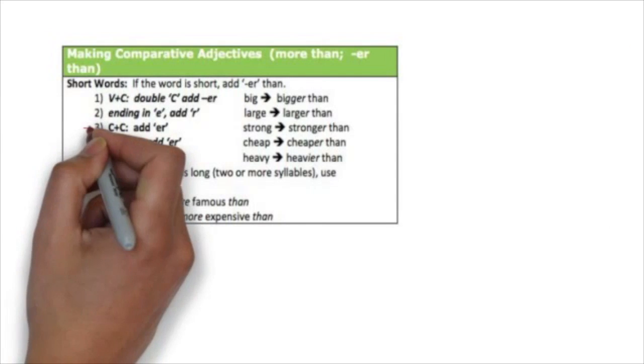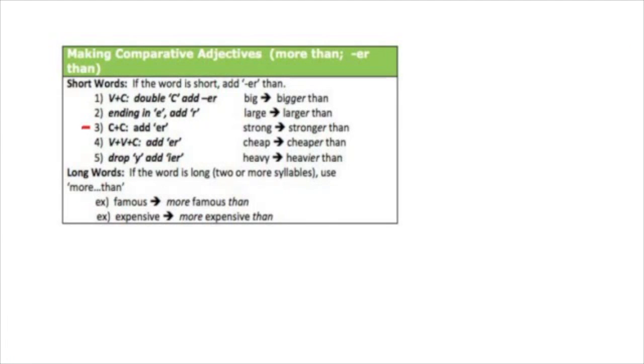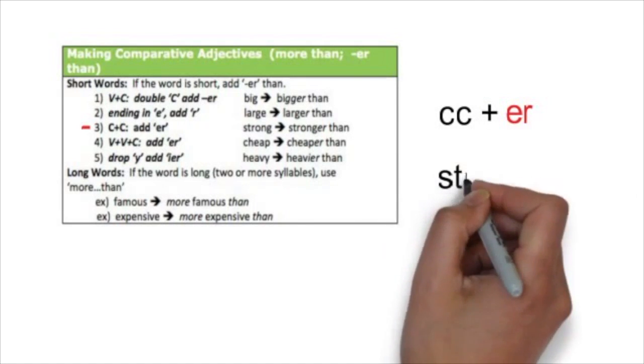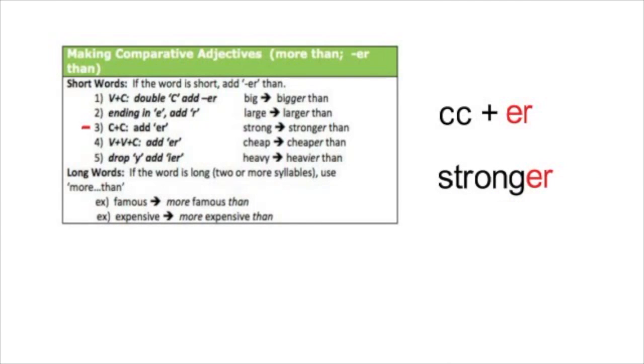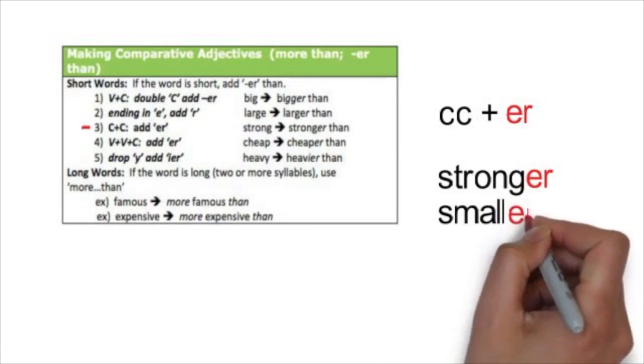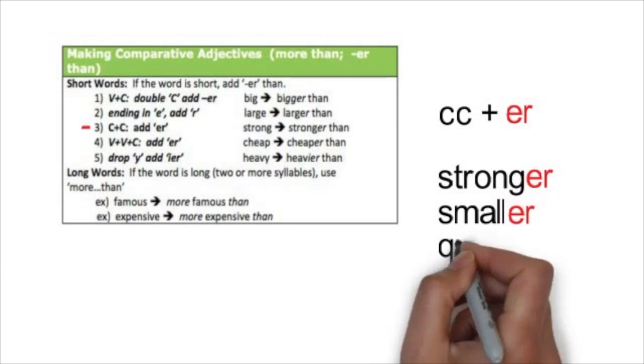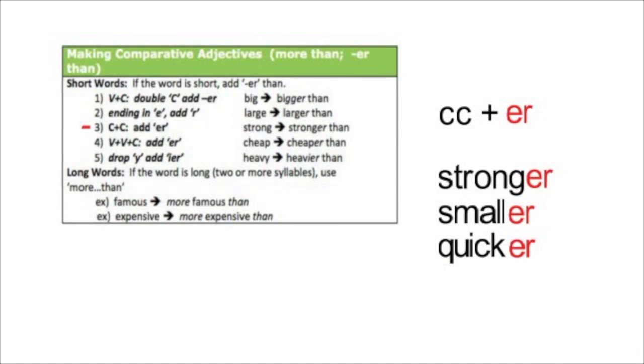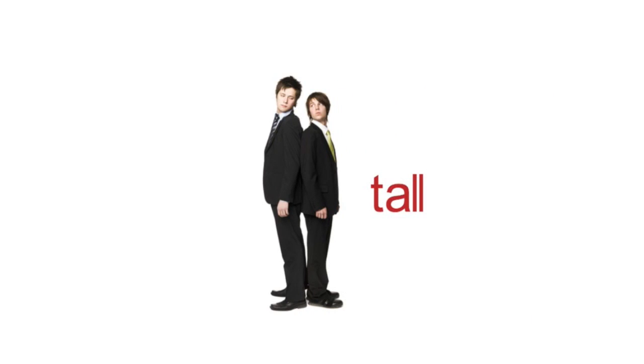Rule 3. For words ending with two consonants, we simply need to add er. So, strong becomes stronger, small becomes smaller, and quick becomes quicker. Now you try one. Tall becomes... Yes, that's right. Tall becomes taller.